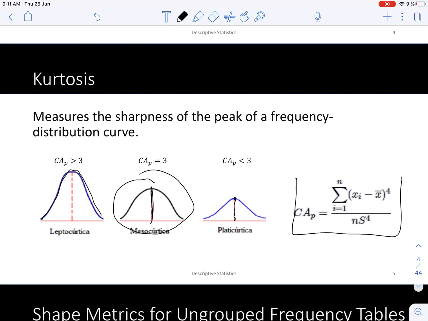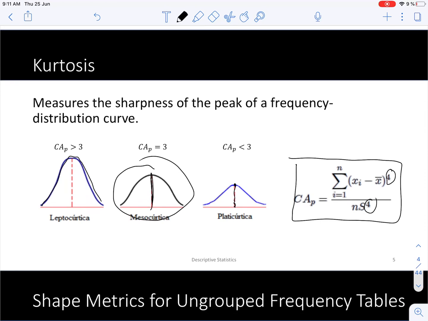So the equation looks similar, but the only difference is that instead of having to the power of 3 here, we have to the power of 4 in the numerator and denominator. So be careful. The equations are simple, but when you are doing it manually, it will take a lot of time.